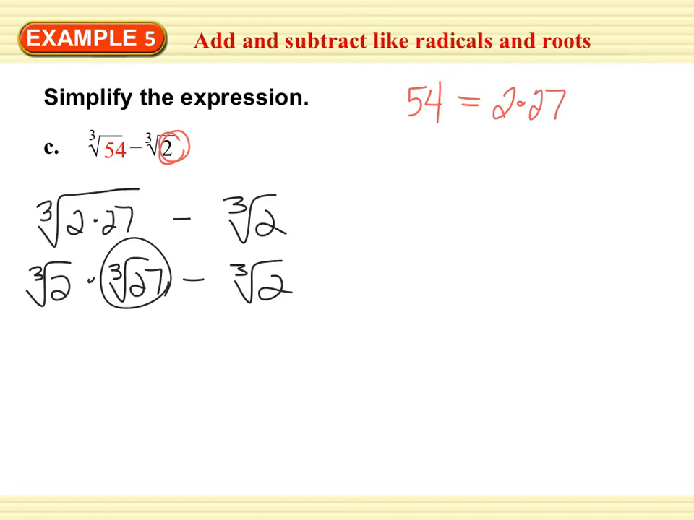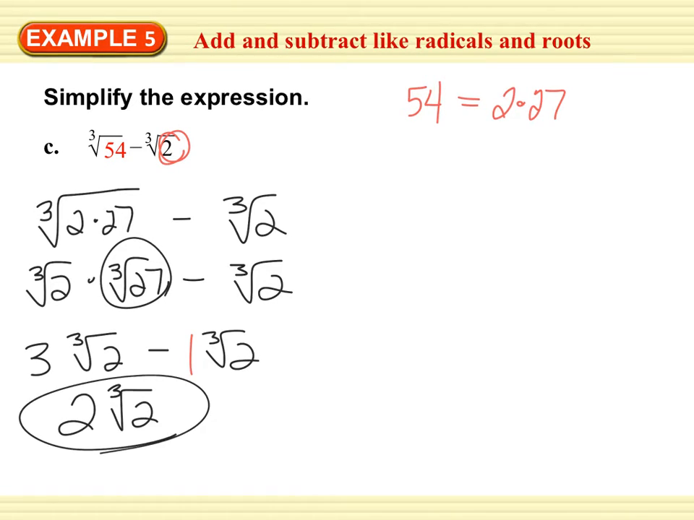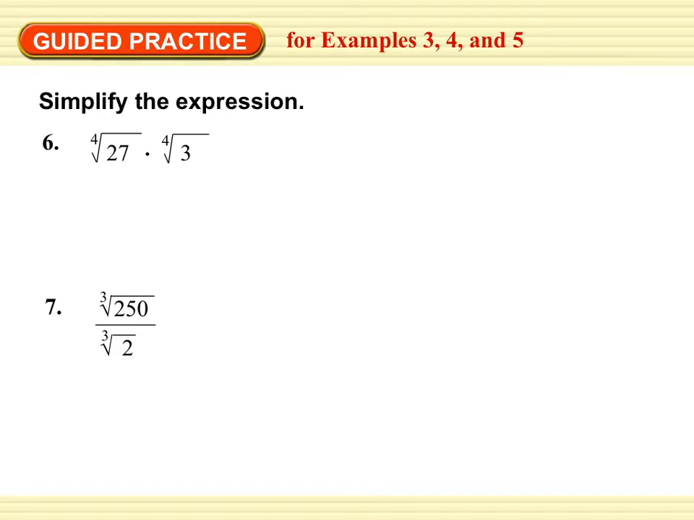This one right here simplifies to 3. And remember, I have a 1 here. So 3 minus 1 is 2. There we go. All right, we're going to practice these, guided practice, and then our lesson is done for today, and we'll finish it tomorrow. 4 through to 27, 4 through to 3.